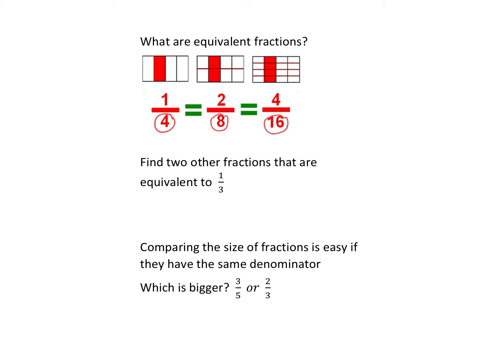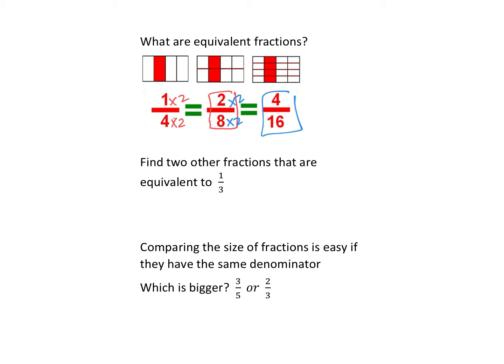So we can find equivalent fractions by multiplying or dividing the denominator and the numerator by the same ratio. So for example, I can change a denominator 4 to 8 by multiplying by 2. If I do the same to the top, that's how I get 2 over 8. And I could do the same with that one. I can multiply this by 2, do the same to the top, and that's how I get 4 over 16.